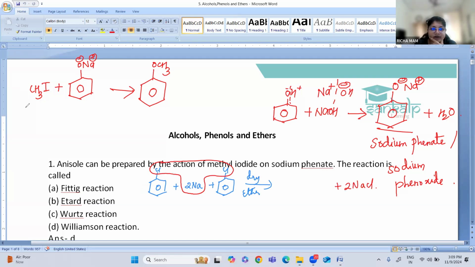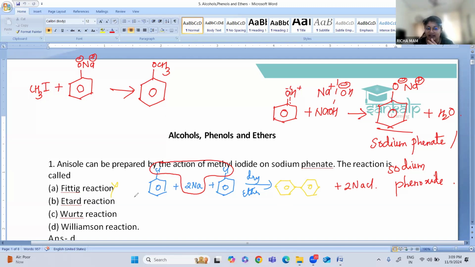And what will be the main product? It will be diphenyl, or biphenyl. So this is a Fittig reaction. Can you see any such reaction here? Are any two aromatic rings fused? No, right? We are not using any dry ether also.